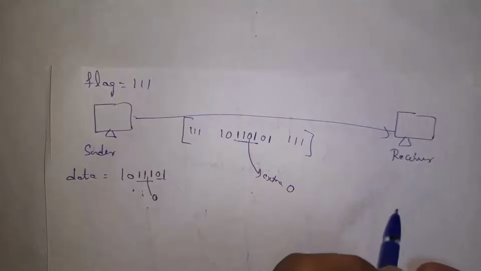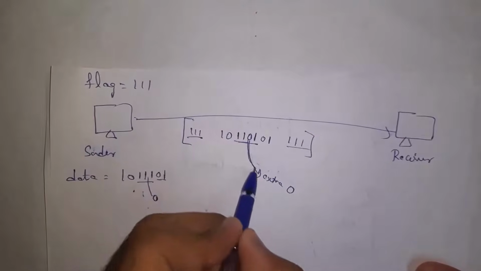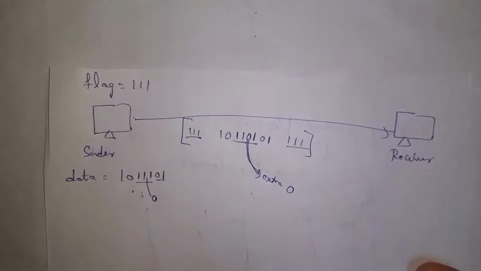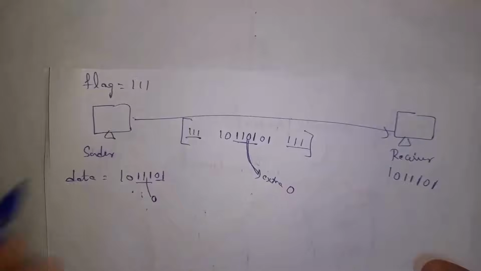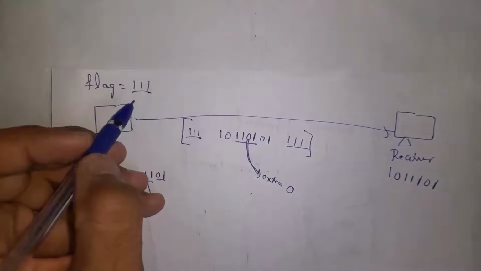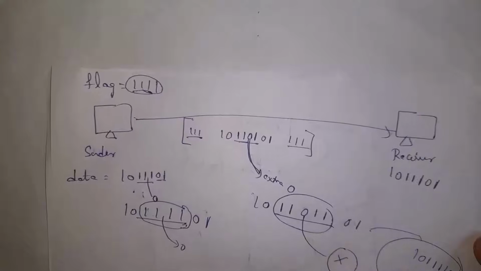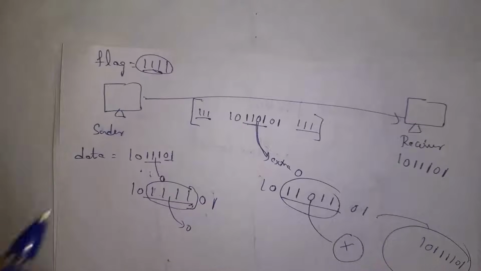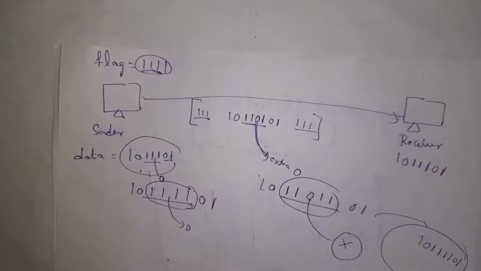So whenever the receiver receives data, the receiver will remove flags as well as the extra 0 and then reads the actual data, that is 101101. Guys, not only 111, you can take any bits, but those bits must not repeat in your data. This is all about bit stuffing method. Guys, instead of characters, if you are sending bits as data, then the data link layer will use the bit stuffing method.